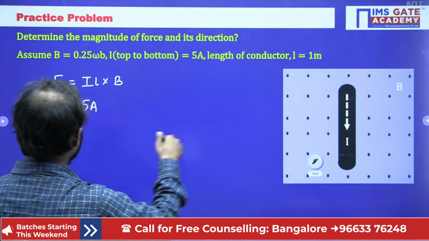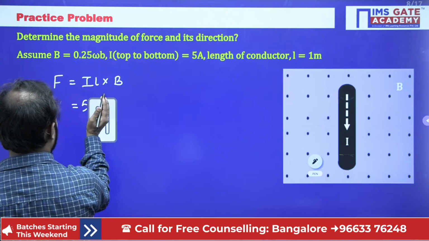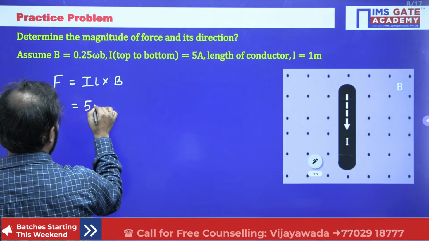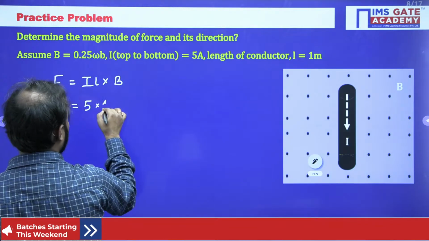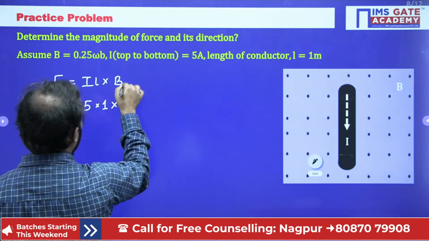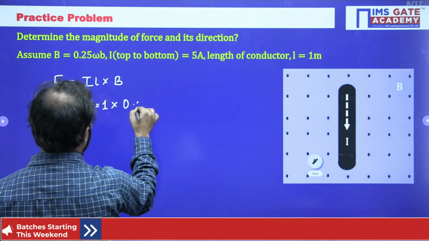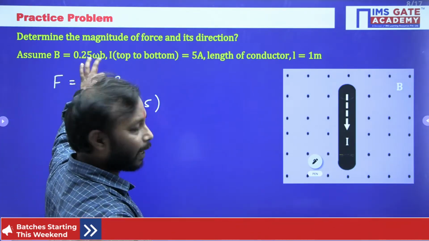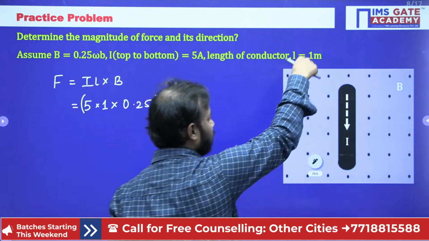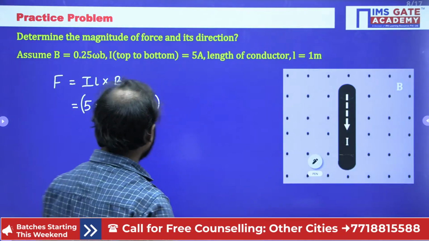Direction here is top to bottom, which is minus AZ, isn't it? Okay, let me replace here. 5 ampere into L is 1 meter into magnetic field is 0.25. Now, what is the direction of the length of conductor? It is downward, top to bottom, means minus AZ.